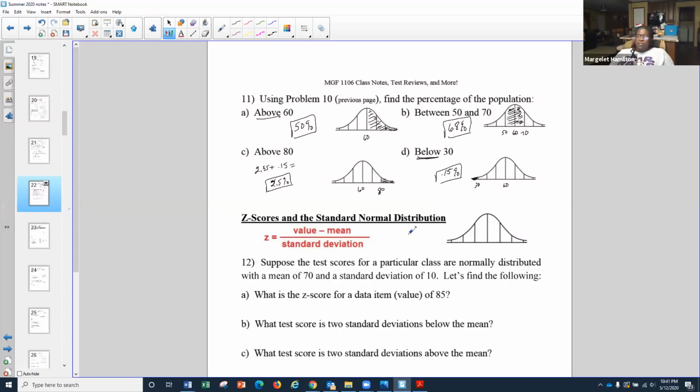All right. So being familiar with our percentages, I suggest that you label your graph first so that you can always refer back to it so you can remember what the percentages are, right? Okay, let's look at z-scores, our standard normal distribution.